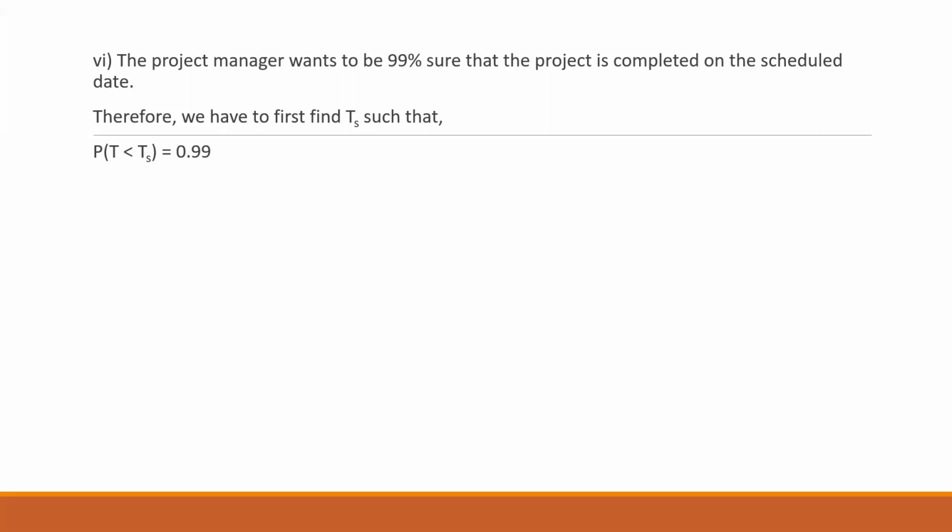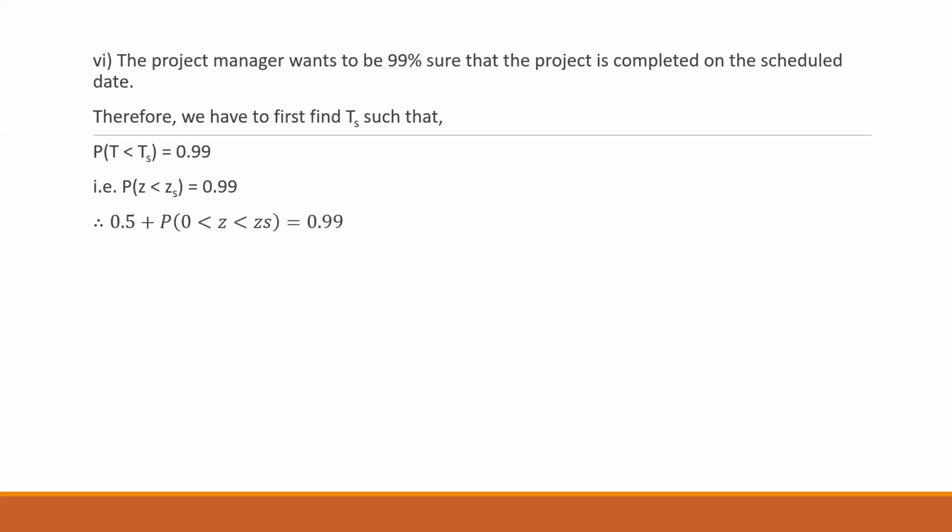And as it is more than 0.5, this is nothing but 0.5 plus P(0 less than Z less than Zs), if I refer to the standard normal variate, which is equal to 0.99. Okay, so I can represent this whole thing like this. 0.5 goes on the other hand side, and I get P(0 less than Z less than Zs) equal to 0.49.